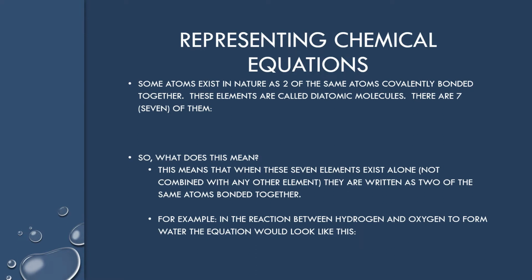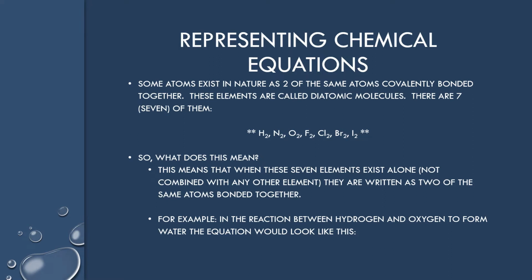Another thing to notice when doing some of these chemical equations is you might run up on something called a diatomic molecule. That's because these atoms exist in nature as two of the same atoms covalently bonded together, and there are 7 of them. So you need to memorize these 7 different atoms: hydrogen, nitrogen, oxygen, fluorine, chlorine, bromine, and iodine. Again, these are called diatomic molecules, and they exist as a pair of covalently bonded atoms together.